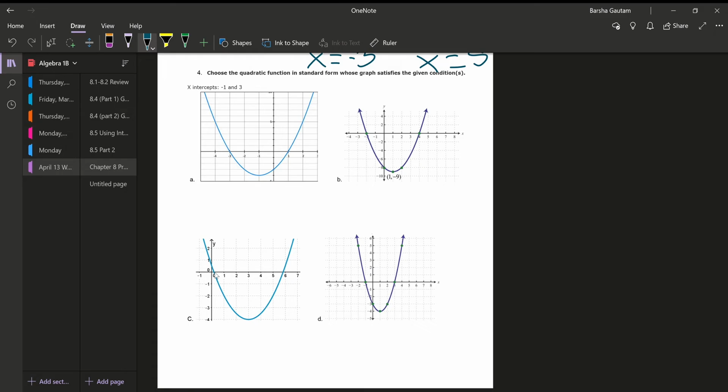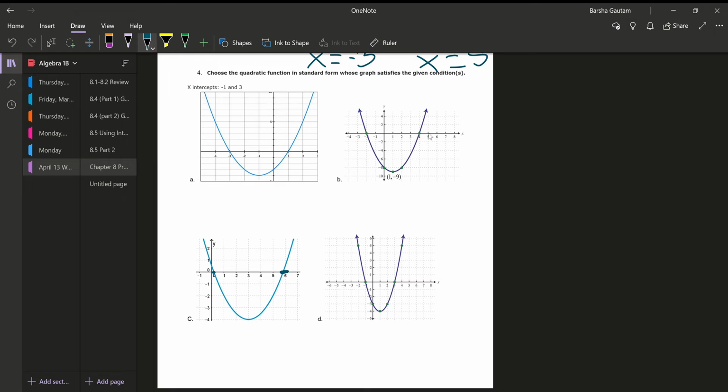This one has an x-intercept of about 0.2 possibly, 0.2 and 5.4 or 5.8 I mean. Let's see. Let's take a look at this one. This has an x-intercept of negative 2 and 4. And remember that when we're talking about the x-intercepts, we're talking about this right here, the x-axis.